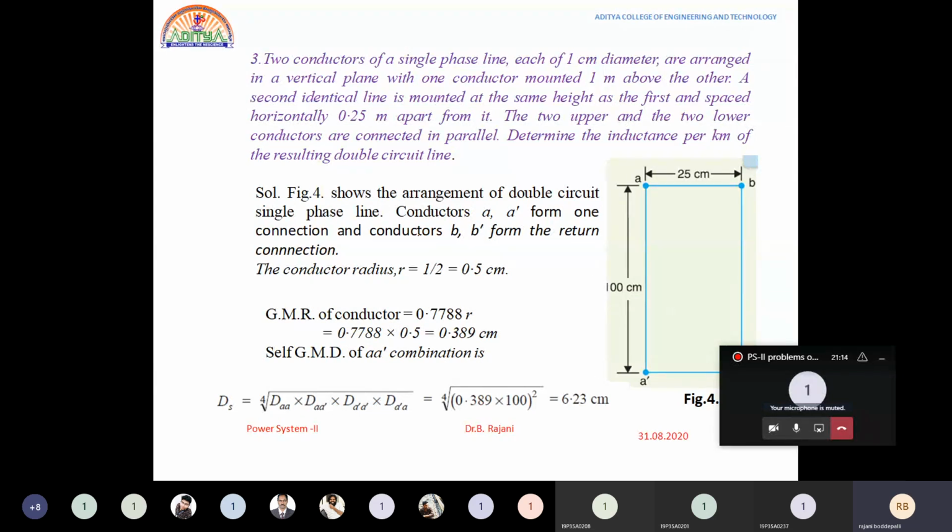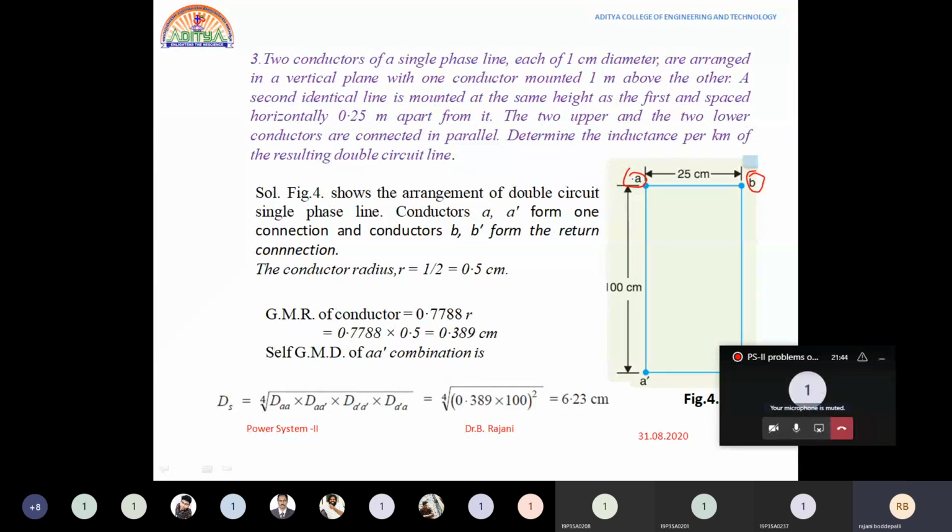Now, this is a very, very important problem. All of you try to write it in one book. Take a paper and write. Listen to the question carefully; I will be reading it twice so that you can understand better. Two conductors of a single phase line. Here we have two conductors, conductor A and conductor B, each of 1 centimeter diameter.